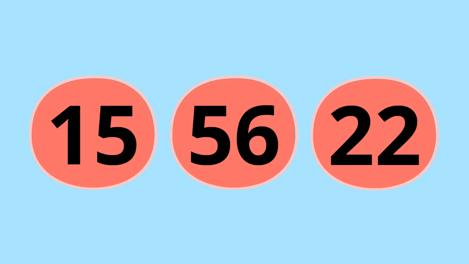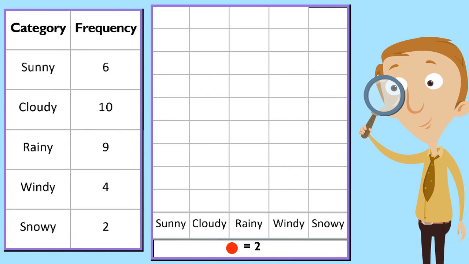Okay, let's jump back into pictograms for the last time. Here is a blank pictogram for you to fill in. Make sure that you check the scale at the bottom of the pictogram, so each symbol in this case is worth 2. Pause the video and complete the pictogram using the information on the table.